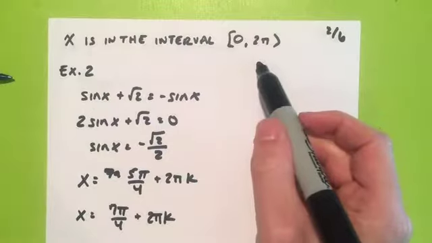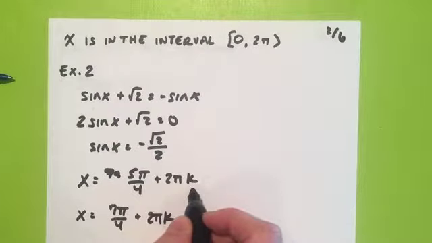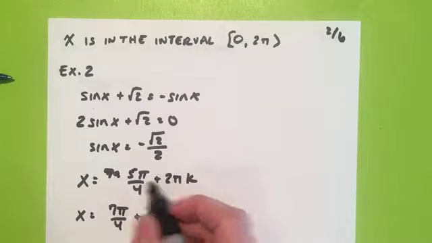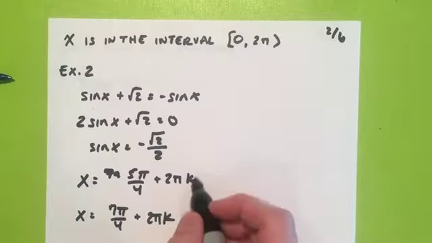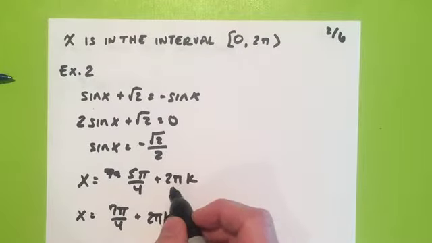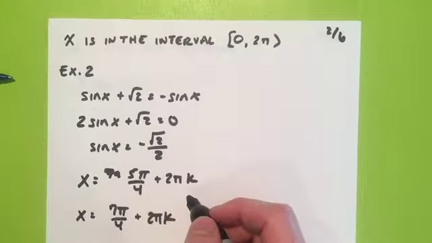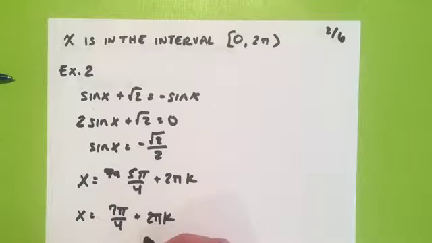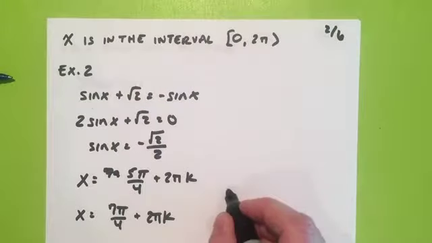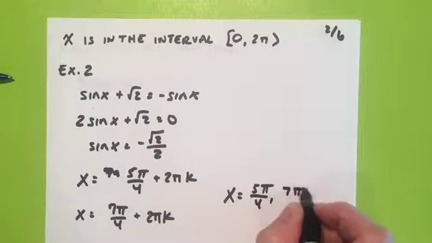Now we're only looking for those angles from 0 to 2 pi, so I need to substitute in values for k that make this work. Well, if k is 0, we've got 5 pi over 4. K is 0, we've got 7 pi over 4. As soon as k is anything aside from 0, we'd be adding or subtracting 2 pi, or multiples of it. So if we add or subtract, we get beyond our interval. So we have our solutions. There are 2: 5 pi over 4 and 7 pi over 4.